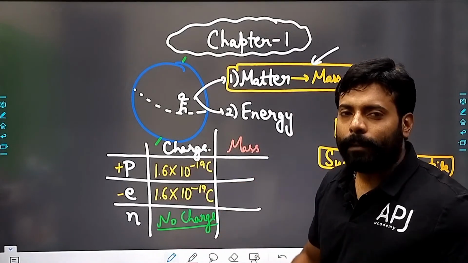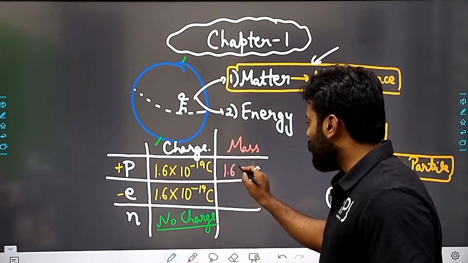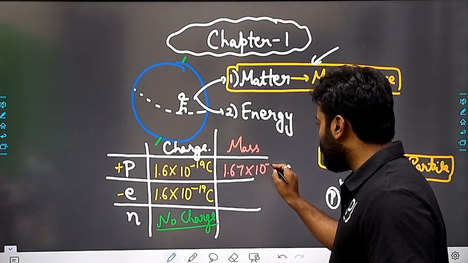तो जो मास होता है हमारे पास प्रोटॉन का, it is equivalent to 1.67 into 10 to the power of minus 27 kg.